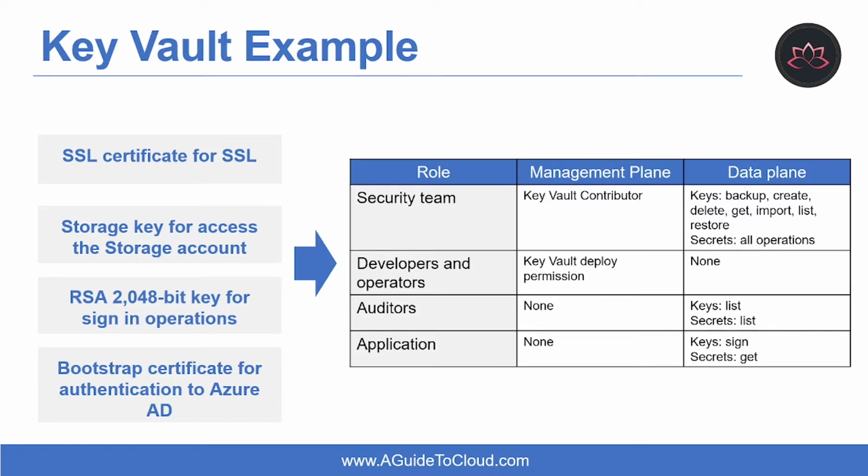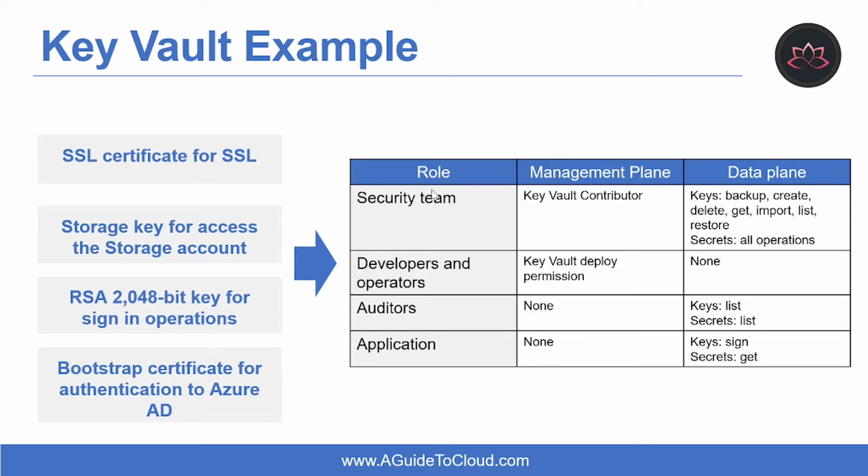We need to access the following stored keys and secrets. The SSL certificate is used for SSL, the storage key is used to access the storage account, the RSA key is used for sign operations, and the bootstrap certificate is used to authenticate with Azure AD.